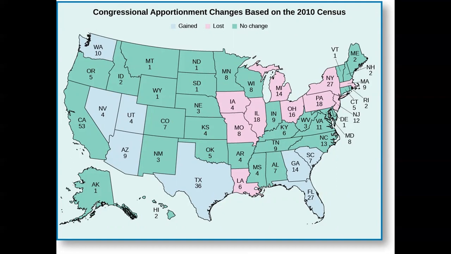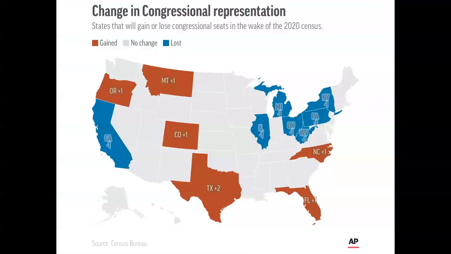So what's going on here? People from the north are migrating to where? To the south, to California, to Texas, to Arizona. This is what it means. All right.